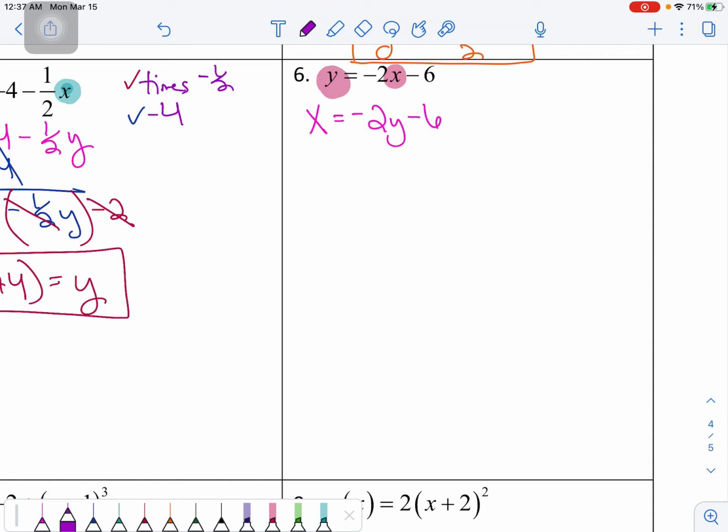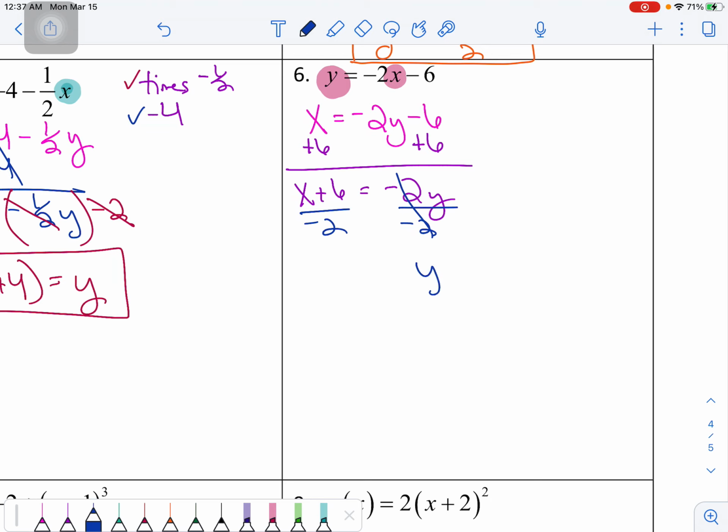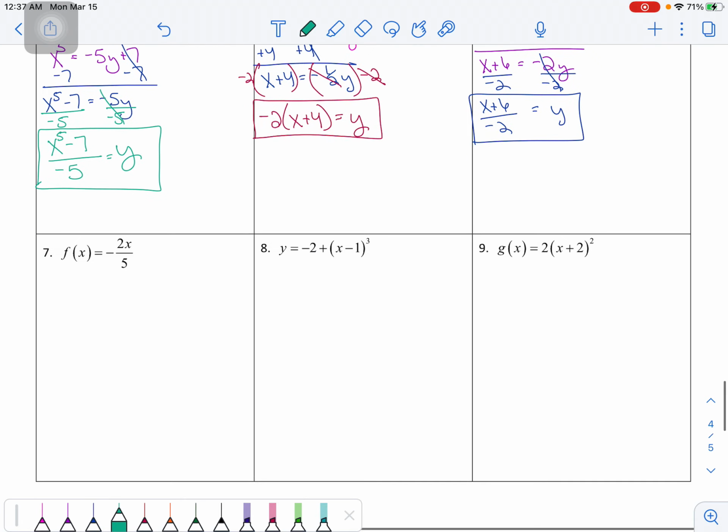I'm just going to recognize that I'm going to start peeling away the layers of things attached to y. So I'm going to add 6 to both sides. So x plus 6 equals -2y. And then to get y by itself, I'm going to divide both sides by -2. So y equals (x plus 6) over -2. Let it be what it is. I am quite happy with that answer.